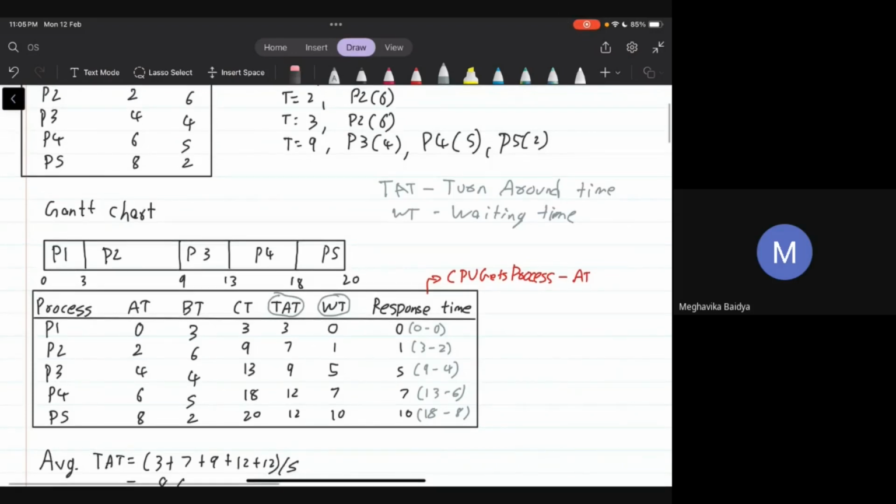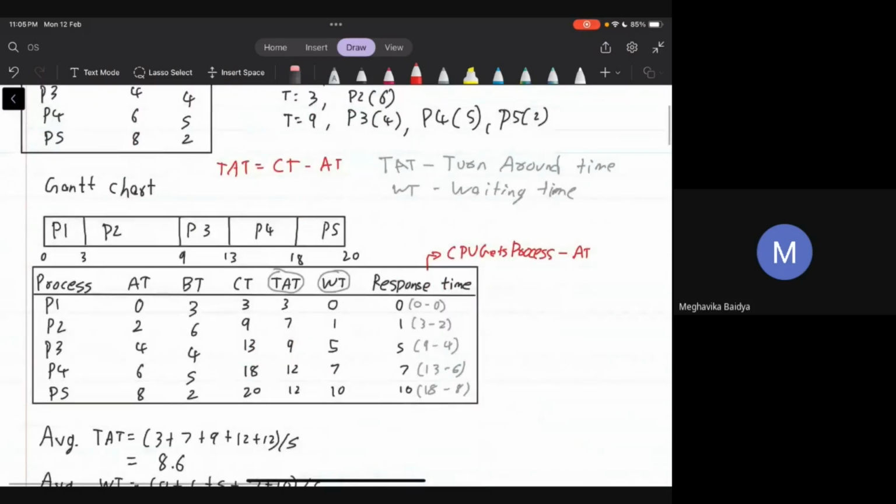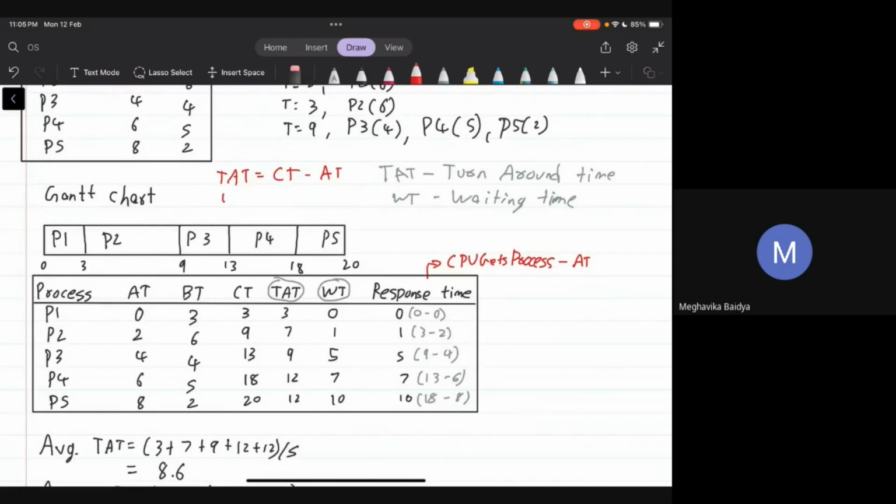And the formula for TAT, I'll write it in red: TAT equals CT minus AT. Correct, yeah. CT minus AT, and WT equals TAT minus BT.